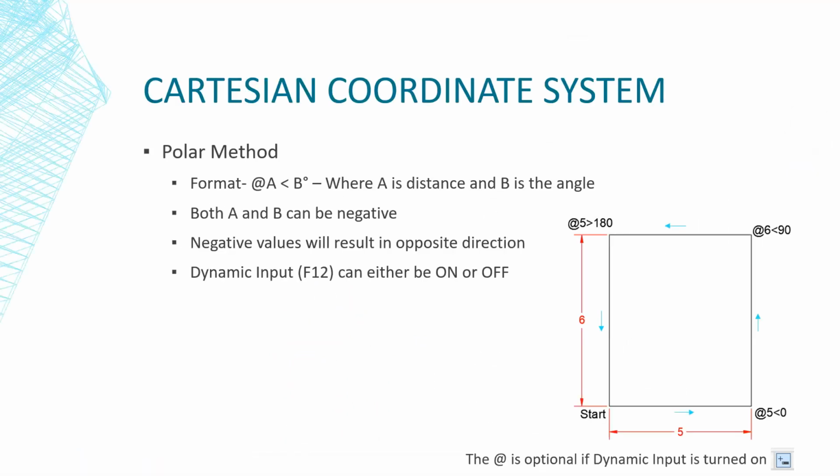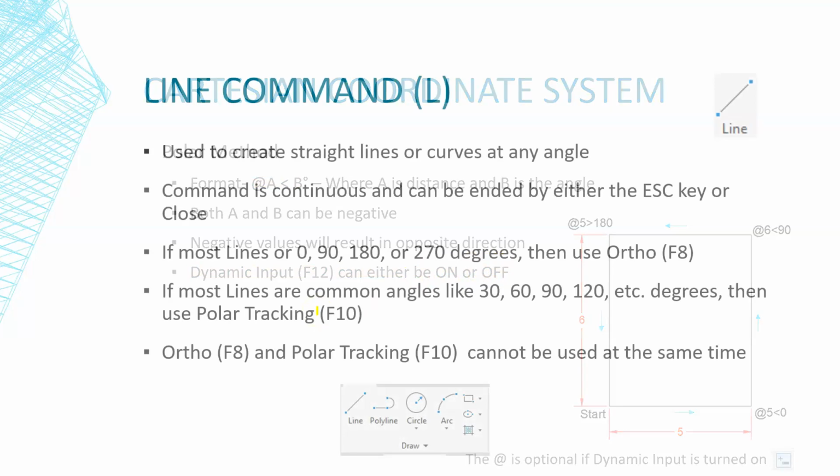Just to make sure I go back and recap, we understand that when we're using the polar method we have to use a distance, and then we have to use an angle. We looked at A and B can both be negatives. The negative values, especially in the A direction, will give you an opposite direction. And then understanding the negative values on the angles is also super important. And like always, it's a lot more convenient if you leave that dynamic input turned on.